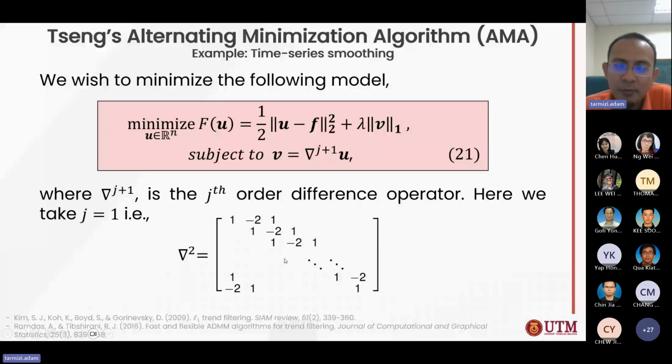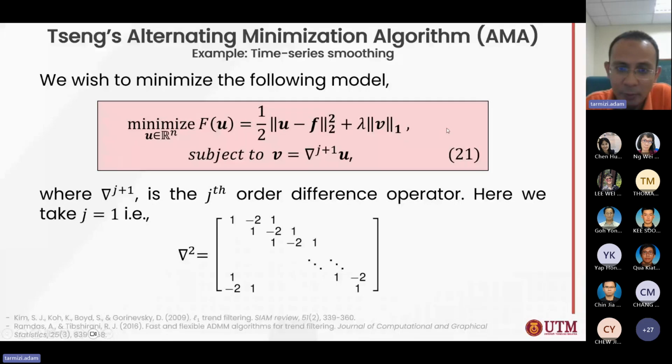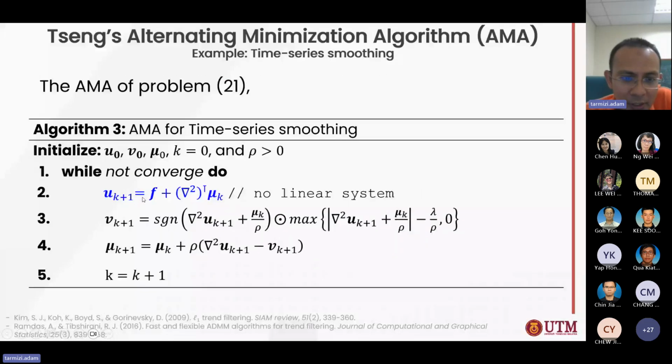Actually, it's a variant of the total variation denoising, but using the second order difference operator. So this is the AMA algorithm for minimizing the time series smoothing problem. If you can see over here, you don't have to solve a linear system. The rest is very similar to ADMM. So the advantage is over here: this one has a closed form solution.